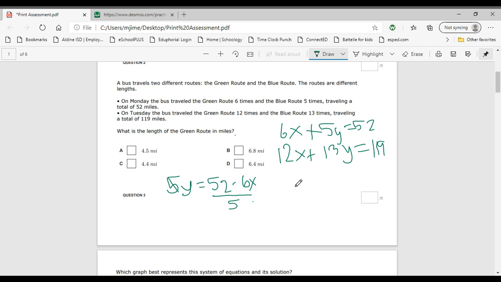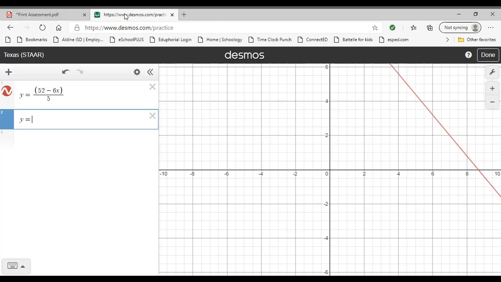All right, the next equation would be 13Y equals 119 minus 12X, because when you move it, it changes sign. And then divide by 13. You place all of it over 13. Cross it out. So we would use again parentheses, Y equals 119 minus 12X, close parentheses, divided by 13. Oh, sorry, it was 12.